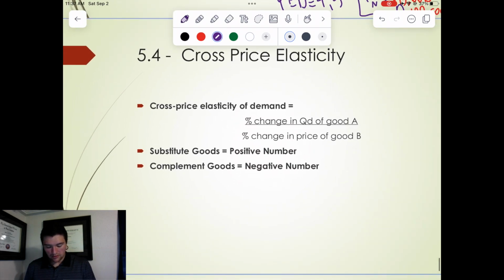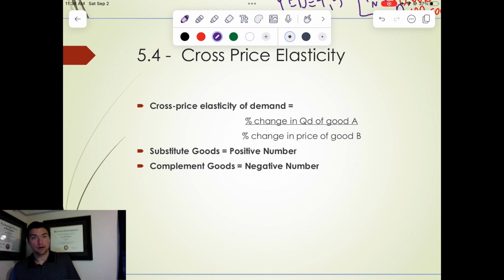When we do this number here, that's going to give us a positive or a negative number. A positive number is going to be a substitute good. And that makes sense, right? Because if the price of Coke goes up, I'm going to buy more Pepsi, positive number. If the price of Coke goes down, I'm going to buy less Pepsi. So negative over negative makes it a positive. So a positive number is a substitute.